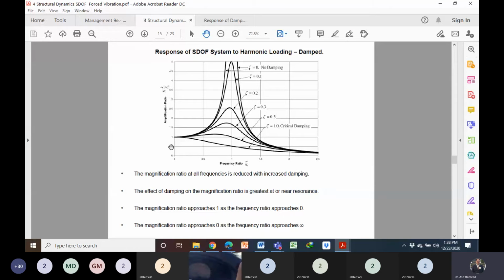When the load is applied very slowly, in that case, the static displacement will be equal to the dynamic amplitude. And with the increase in the frequency ratio, the dynamic amplification factor will decrease. Same conclusions as we have already discussed. When the frequency of the exciting force is very, very high, when it approaches infinity, the amplification factor approaches 0. Any question about this graph?